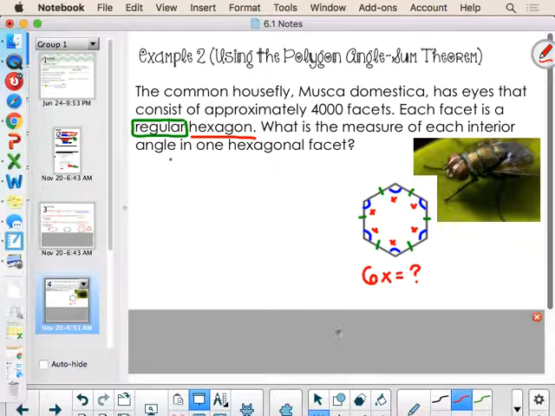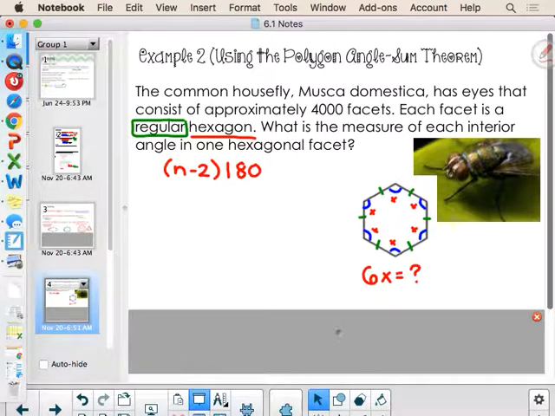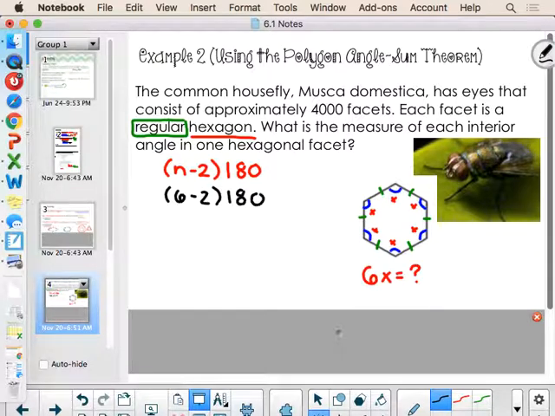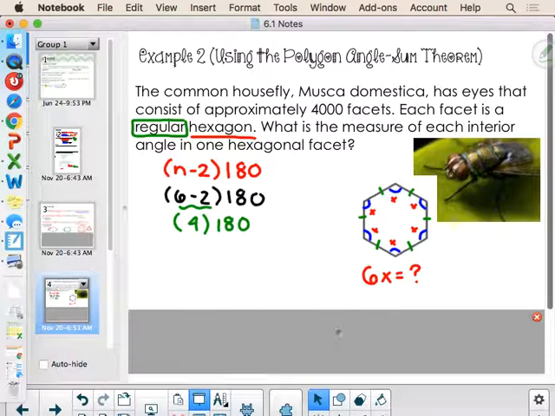And to do that, I would use the formula (n minus 2) times 180. All right, so I'm going to plug in 6. We have (6 minus 2) times 180. First, we work inside of our parentheses, so we have 6 minus 2 is 4. So we are left with 4 times 180. 2 180s is 360, so 4 180s is going to be 720, okay? So that is what all the angle measures add up to.